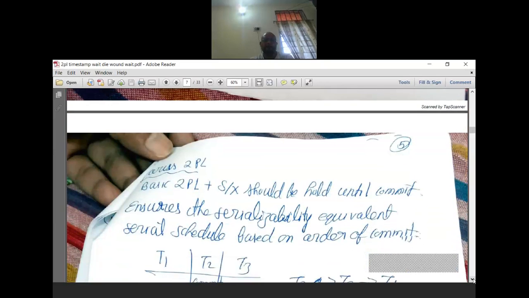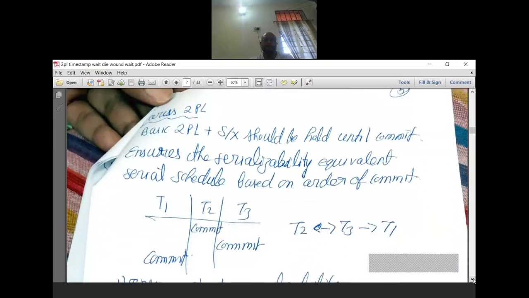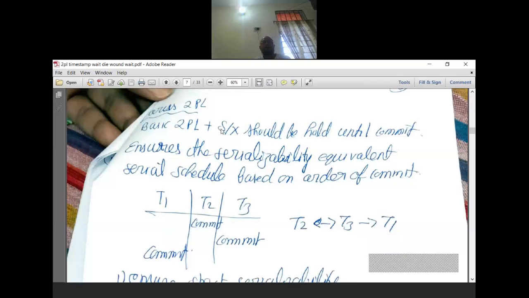So what is rigorous 2PL? In rigorous 2PL, we are using basic 2PL where both shared and exclusive locks should be held until commit. That means in strict 2PL, only exclusive locks were held until the commit. But in rigorous 2PL, both shared and exclusive locks are held until it commits or not. It ensures serializability equivalent to a serial schedule based on order of commit.